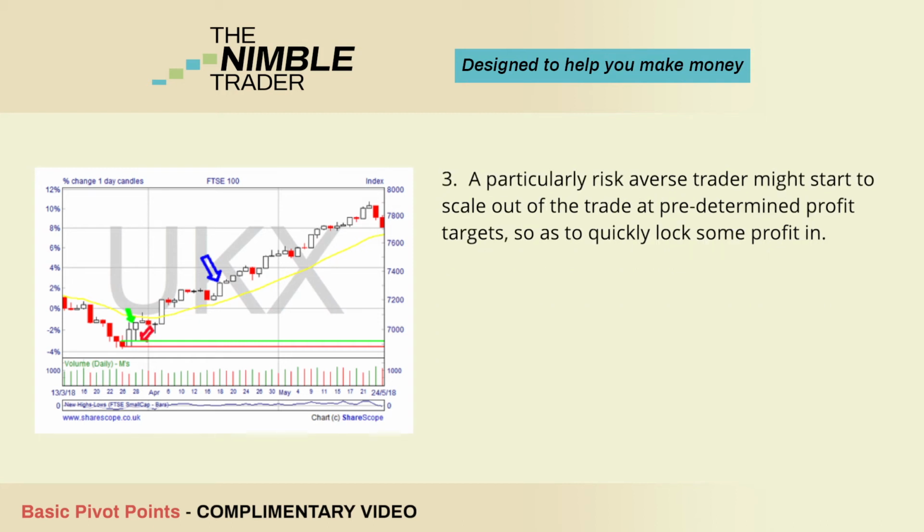A particularly risk-averse trader might want to start scaling out of a trade at a predetermined profit target so as to pretty quickly lock some profits in. And if they've taken a large enough position, they might take the view that, well, we'll scale out either 3 times or twice. So take off a third of the position here, a third of the position there, a third of the position finally, or perhaps do it twice.